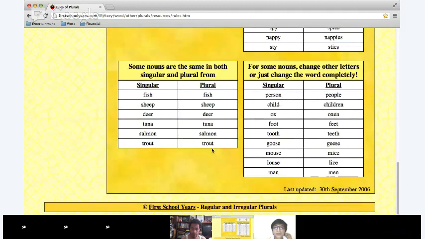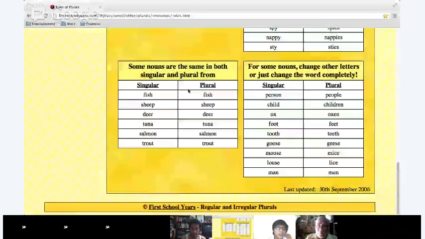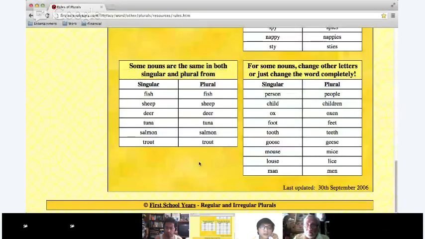Let's go to these last two groupings. And this is for Slim. Slim, let me have you read this group right here, please. Okay. Some nouns are the same in both singular and plural form. Fish, fish. Sheep, sheep. Deer, deer. Tuna, tuna. Salmon, salmon. Trout, trout. Good. Excellent.